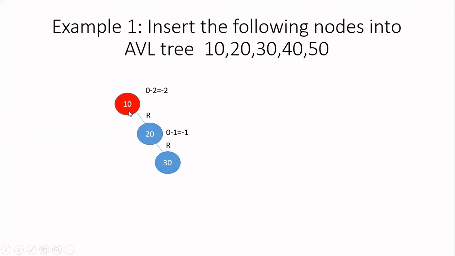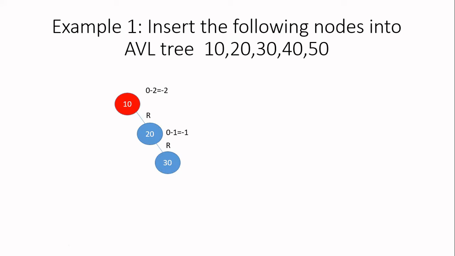Now you read the label starting from the imbalance node in the same order in which they appear. So first I have R, then I have another R. So this type of imbalance is RR. So once you identify the type of the imbalance, next you have to perform the rotation.